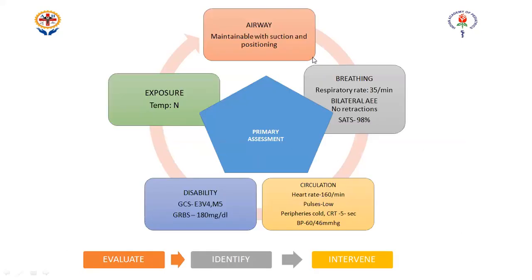In the primary assessment, the child's airway is maintainable with suction and positioning. Breathing-wise, mild tachypnea was there, but not many retractions. Circulation-wise, heart rate was high, pulses are low, peripheries are cold, CRT is 5 seconds, and BP is low. Disability is okay, GRBS is okay, temperature is okay. So what is the problem here? Identify the assessment.